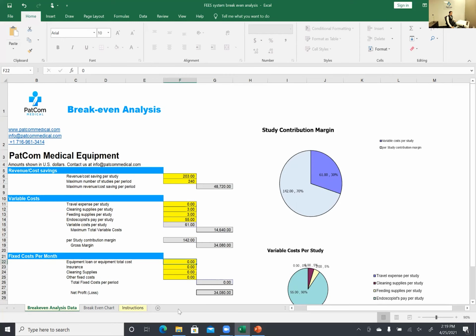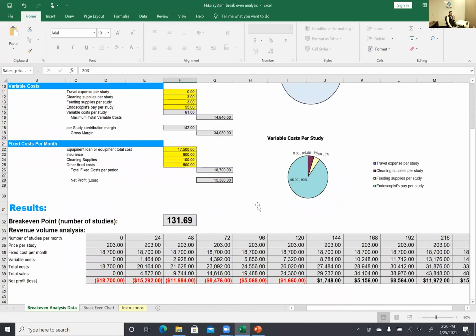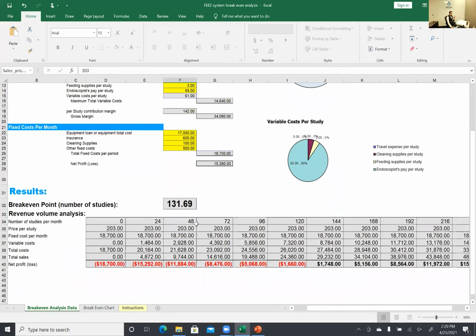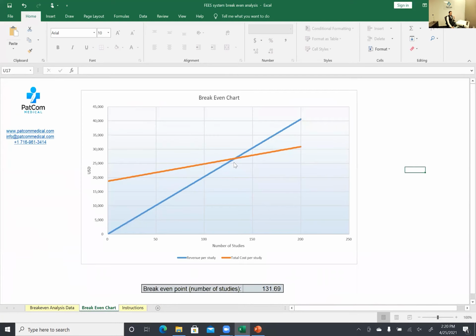What we had before, $55, and now the equipment cost, go back to the 17,500, insurance 500, we had I think 600 per year, cleaning supplies 100 per year, and another 500 per year. So we're looking at a yearly perspective with a reimbursement of $203. Break-even point is at 131 studies. That's when you break even. You've paid for the entire equipment.